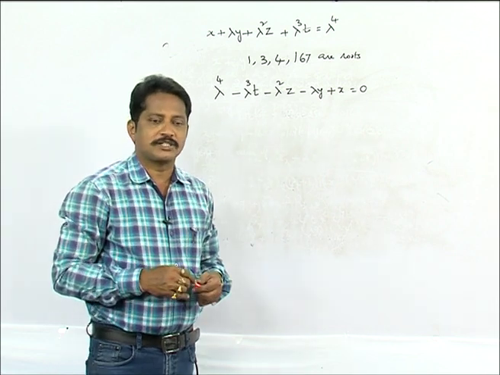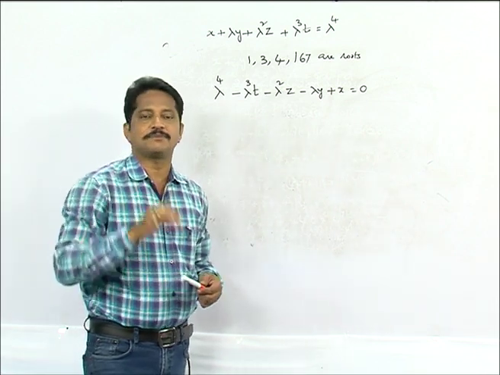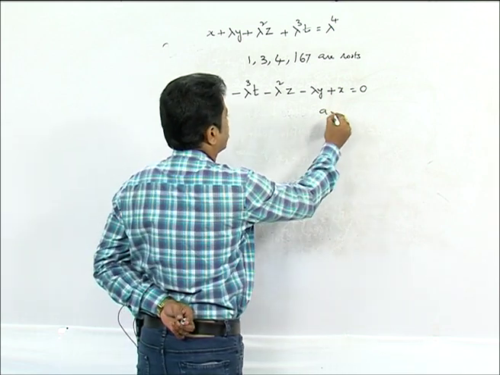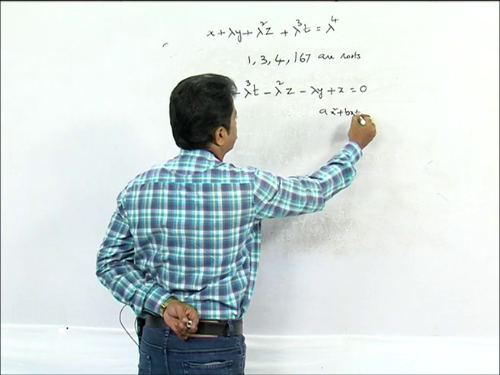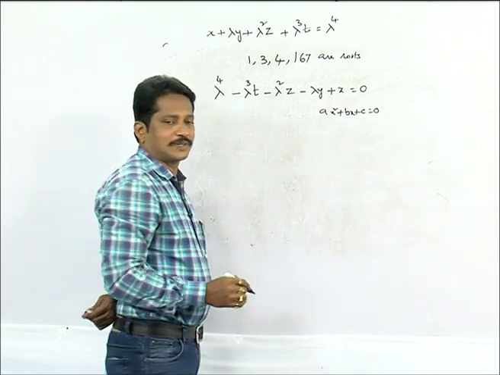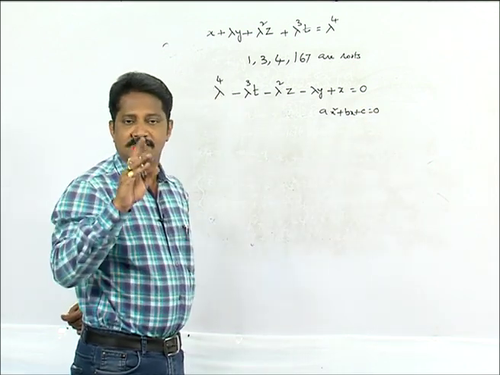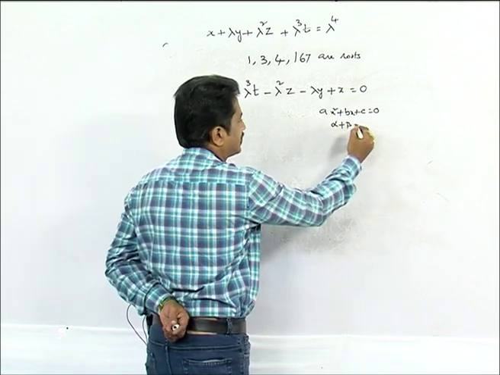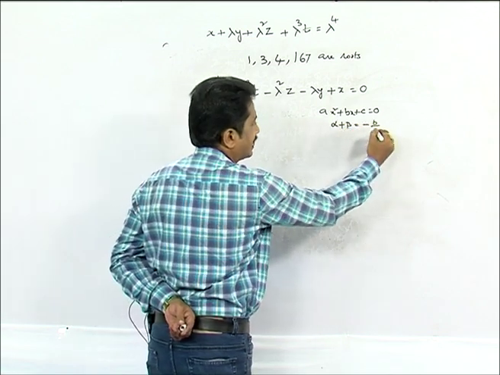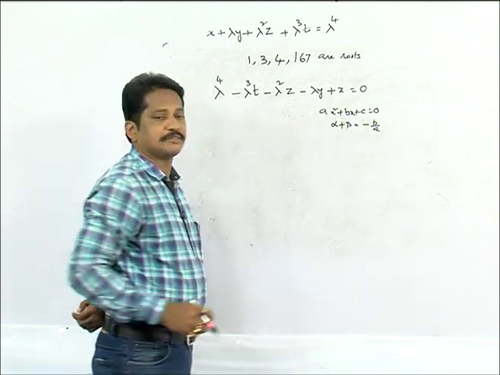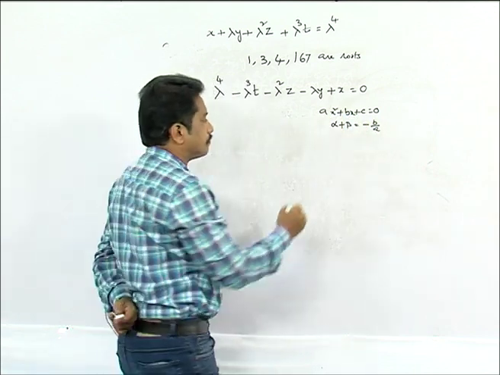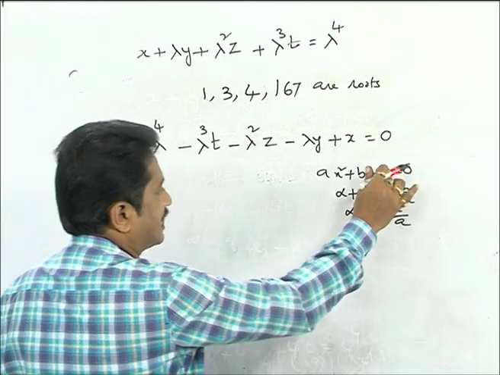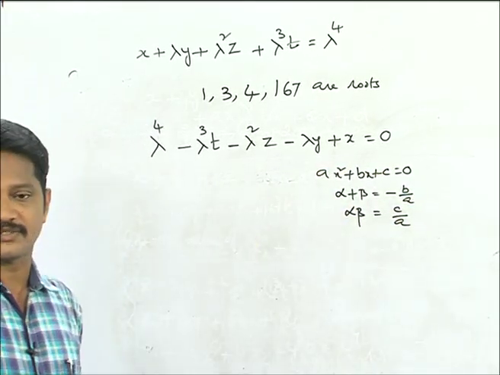In the textbooks you already learned these concepts. When you consider ax square plus bx plus c is equal to 0, it is called a quadratic equation. It has 2 roots. For example, alpha plus beta is equal to minus b by a, that is minus x coefficient by x square coefficient. The product of the roots, alpha beta, is equal to c by a, constant by x square coefficient.